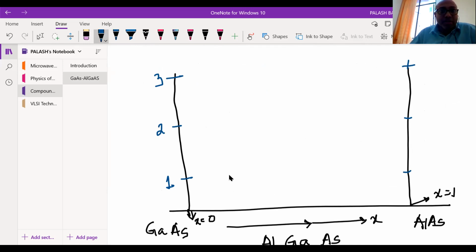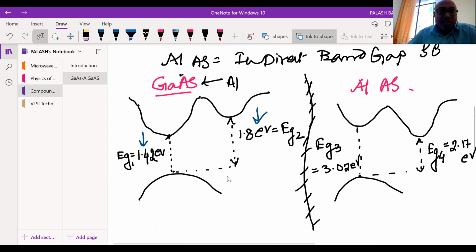So let's present one. If it is 1.5, I'll just put 1.42 over here, so that I am representing 1.42 electron volt, right? At this point. And that is my direct point. So you see, this is my direct band gap point, correct? And what is the other, indirect band gap point? It is actually 1.8 electron volt.